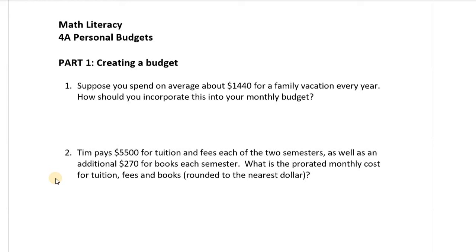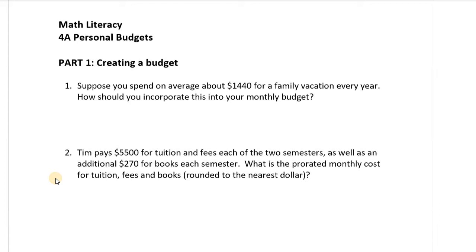In this video, we're going to be looking at creating budgets and specifically prorating expenses. And I think the best way to see what that means and understand why we need to do that is to look at an example. So problem number one, suppose you spend on average about $1,440 for a family vacation every year. How should you incorporate this into your monthly budget?